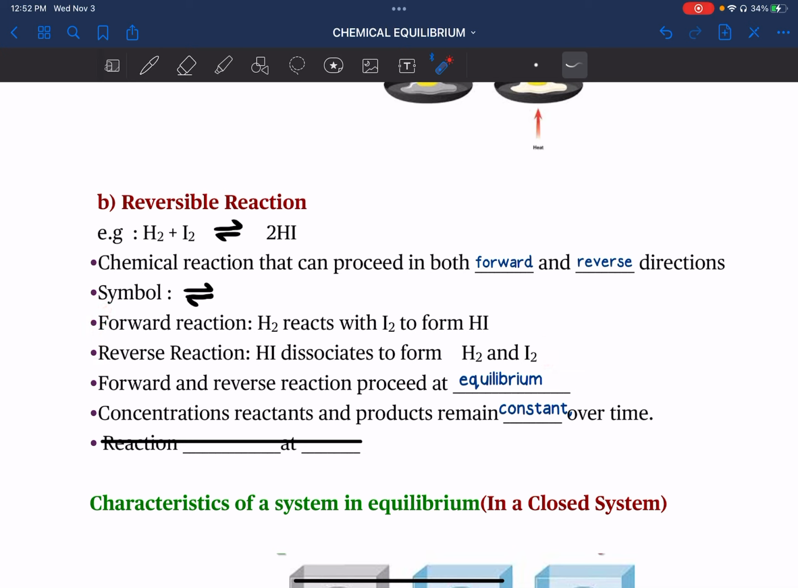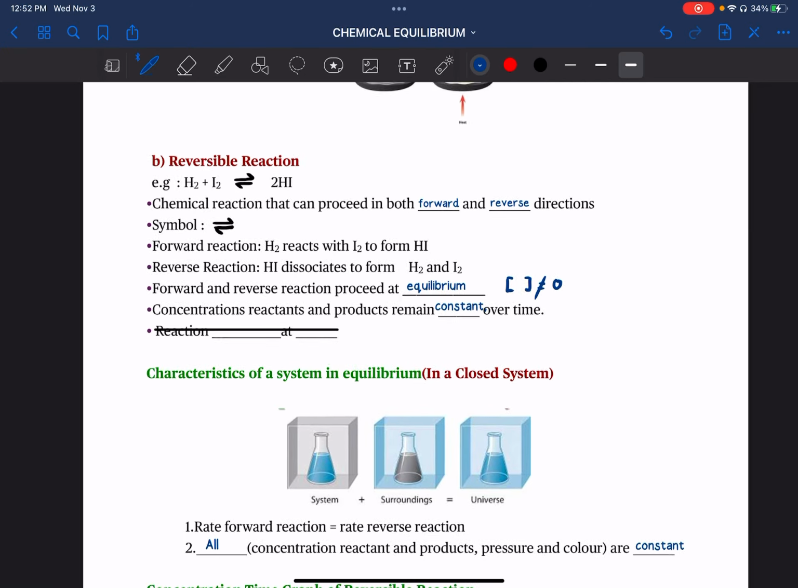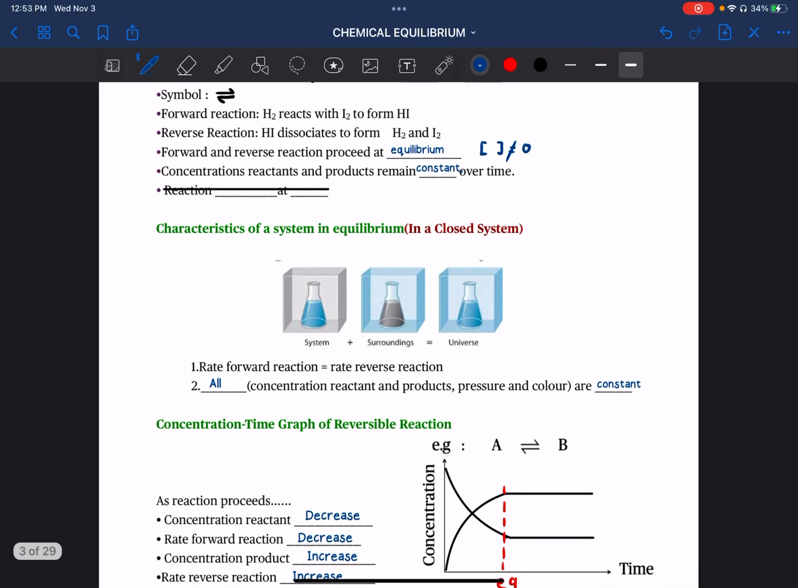Okay, so forward and reverse reaction proceed at equilibrium. And at equilibrium, concentration of reactant or product remains constant. Maksudnya, once you achieve equilibrium, concentration of reactant and products constant, sama saja. Tapi ini bukan bermaksud concentration tu sama dengan kosong. Bukan ya. So, constant tidak bermaksud kosong. Constant maksud dia malar. Maksudnya static, tidak berubah. Okay, so that's the introduction for this subtopic lah.